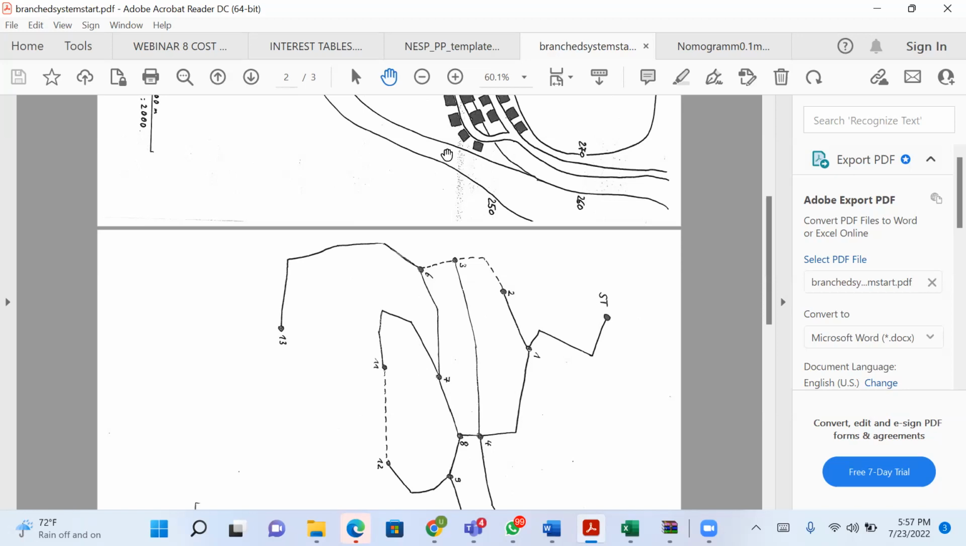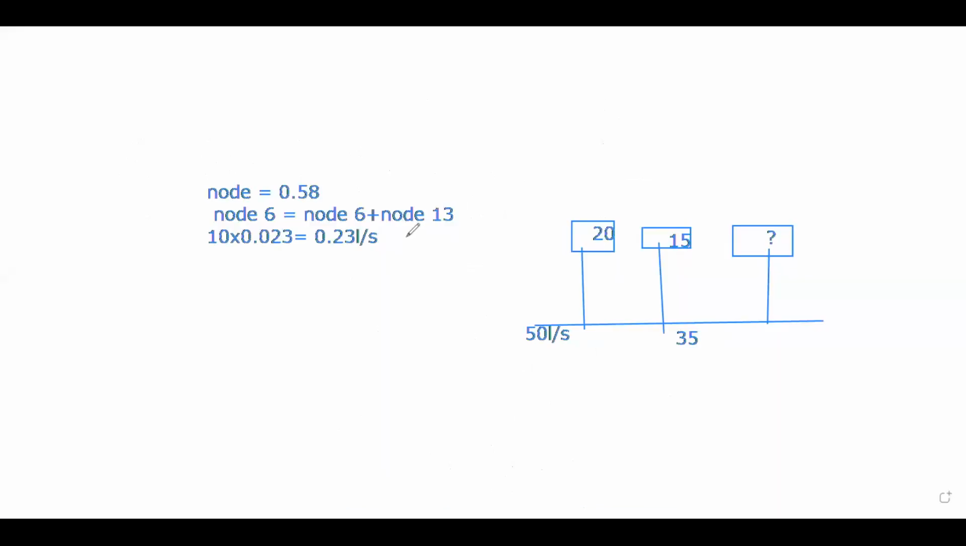Now, before I do node 7, I must do node 11. Therefore, node 6 is equal to 0.58 plus 0.23. And what would that give you? 0.81. 0.81 liters per second.